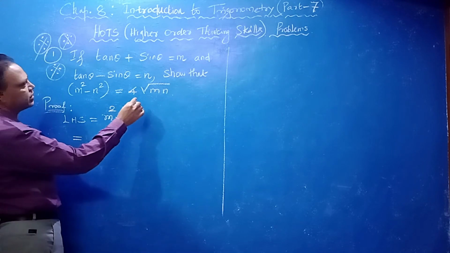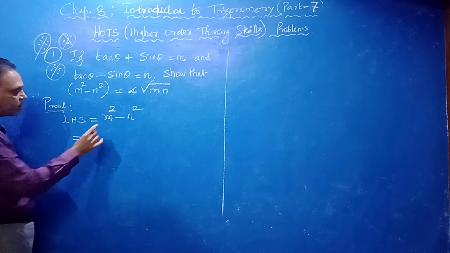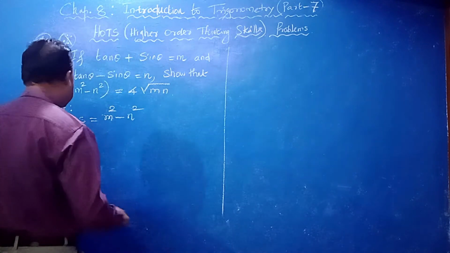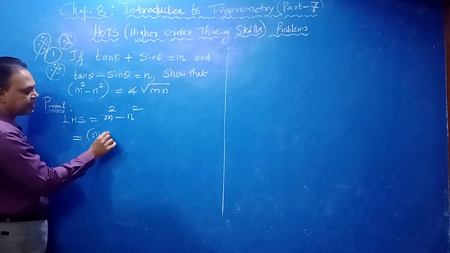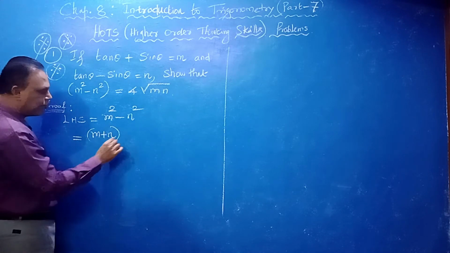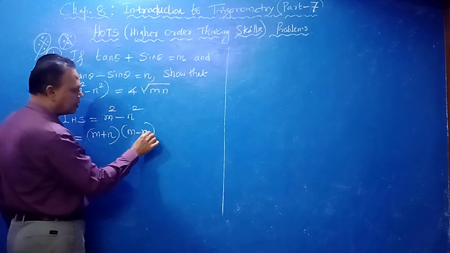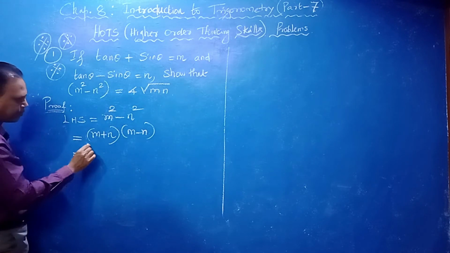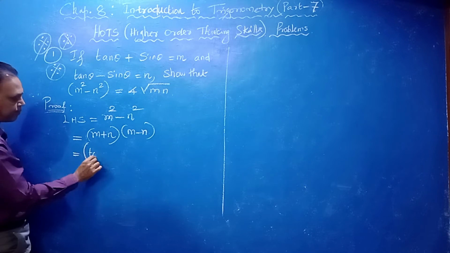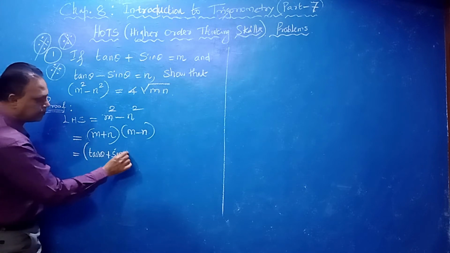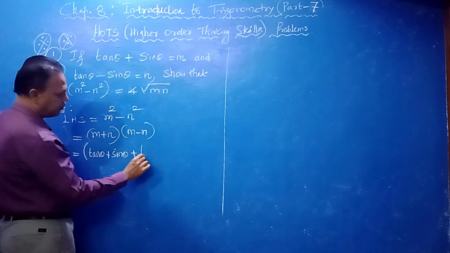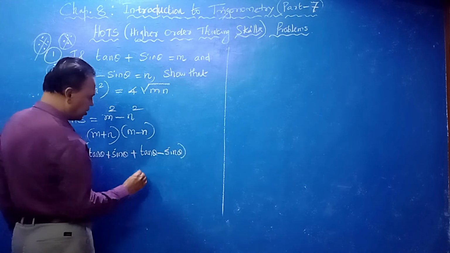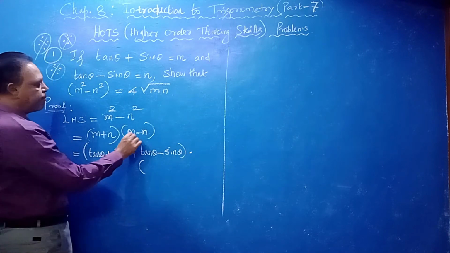Now just replace it. This is in the form of a squared minus b squared, so you have to change it. Clear? So this is nothing but M plus N into M minus N. That is the a squared minus b squared formula. Now how to substitute correctly? M is tan theta plus sin theta, plus N, you have to substitute: tan theta minus sin theta, into again M minus N.